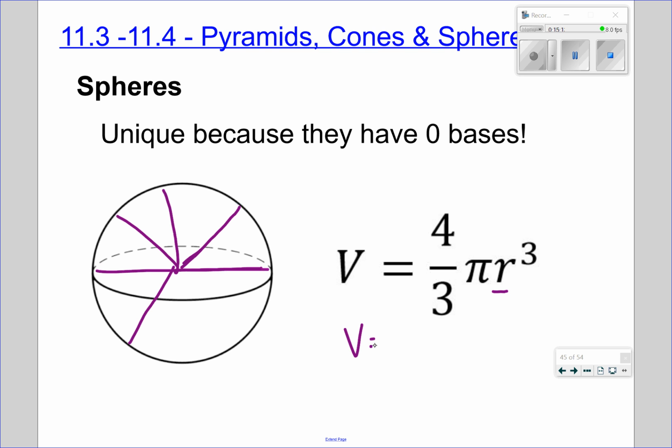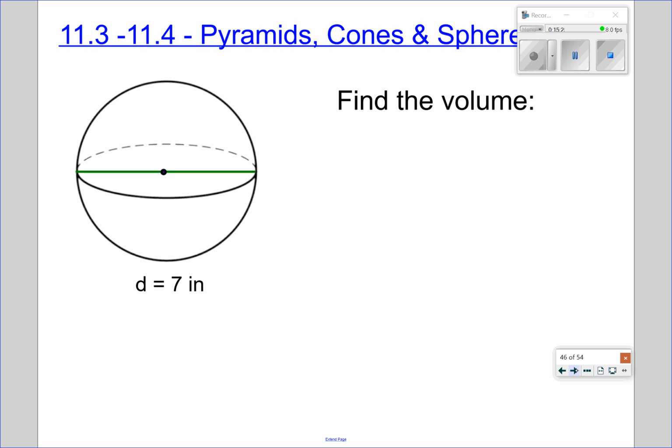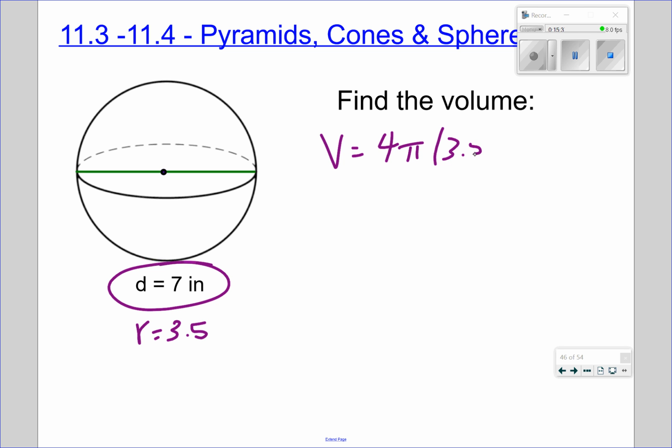A lot of people like to write this as 4 times pi r cubed and then divide by 3 at the end. It's the same thing as having the 4/3 out front. Whatever you prefer is fine. So let's try one of these. This time they gave us a diameter of 7, so that means our radius is 3.5. So for our volume, we would do 4 times pi times 3.5 cubed, notice this is cubed, all over 3.